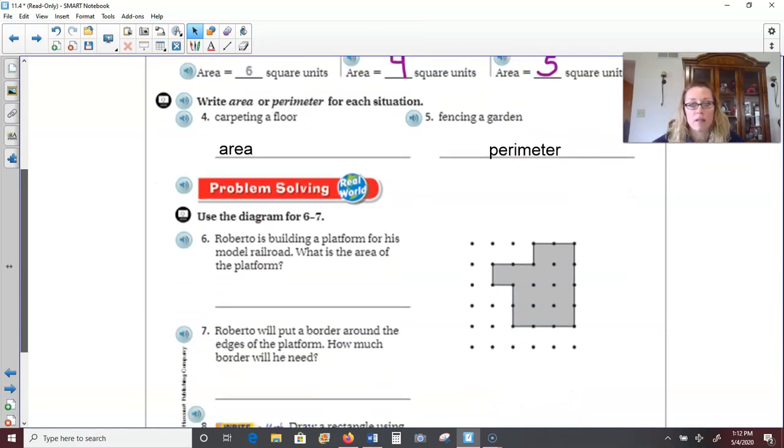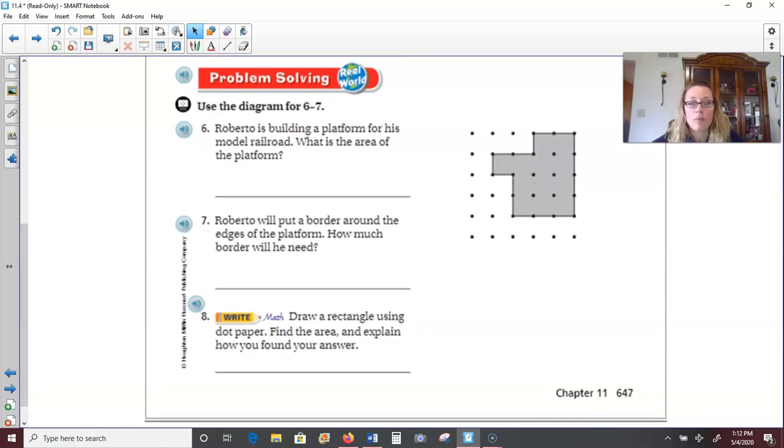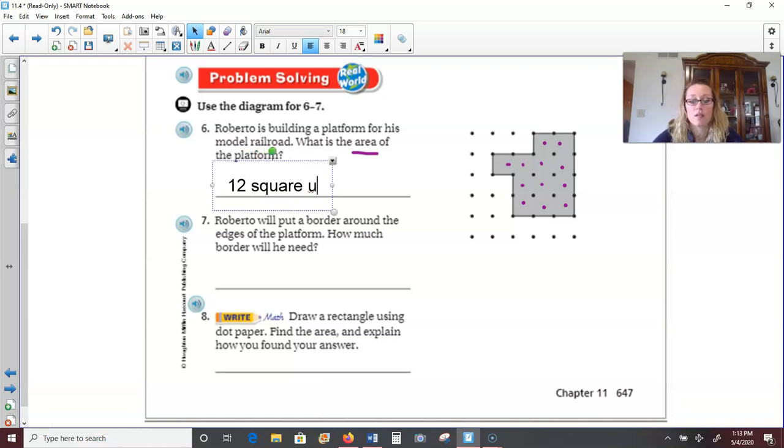Awesome. All right, moving on to this diagram for number 6 and 7. Roberto is building a platform for his model railroad. What is the area of the platform? Okay, so we want to find the area of the platform, which is the space inside. 1, 2, 3, 4, 5, 6, 7, 8, 9, 10, 11, 12. So our area would be 12, and we need a label, square units.